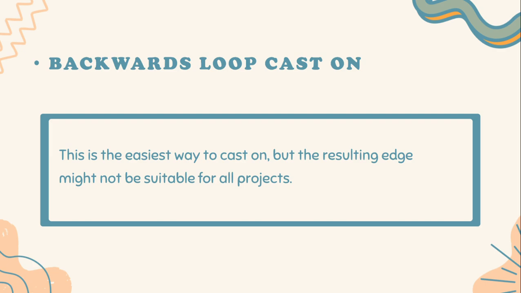Second type of cast on is backwards loop cast on. This is the easiest way to cast on, but the resulting edge might not be suitable for all projects.